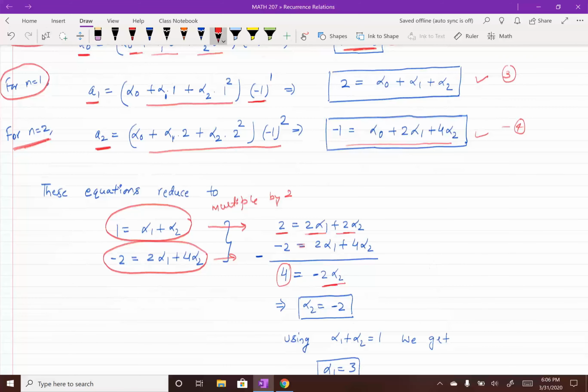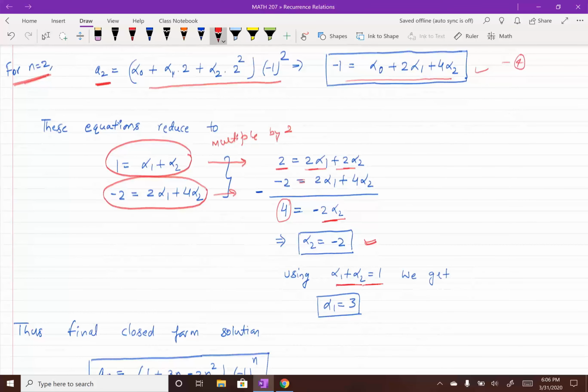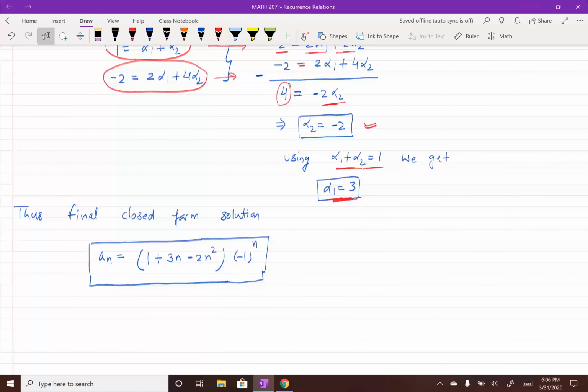So from there you can get the value of alpha 2 equal to -2, and once alpha 2 is equal to -2, you can use the equation alpha 1 plus alpha 2 equal to 1, so we get the value of alpha 1 equal to 3. Once you have the values of alpha 0, alpha 1 and alpha 2, you can put them into your closed form of the solution, and then you will have a unique solution. Your final closed form solution will be 1 plus 3n minus 2n square, times -1 to the power n. Okay, so this is the solution of your homogeneous linear recurrence relation of degree 3 for this example.